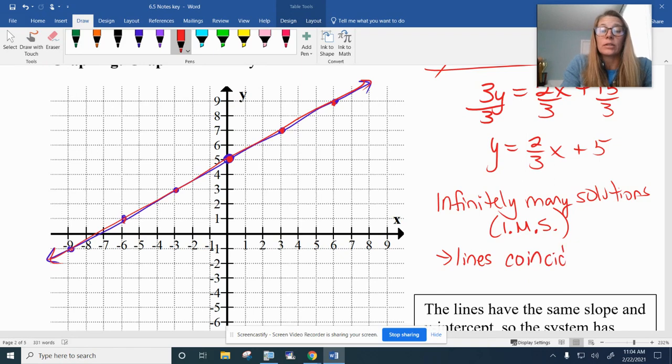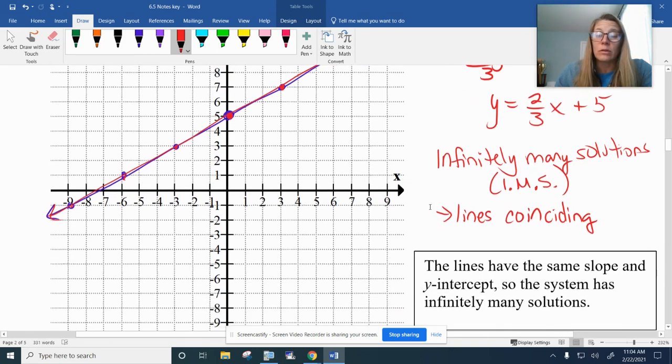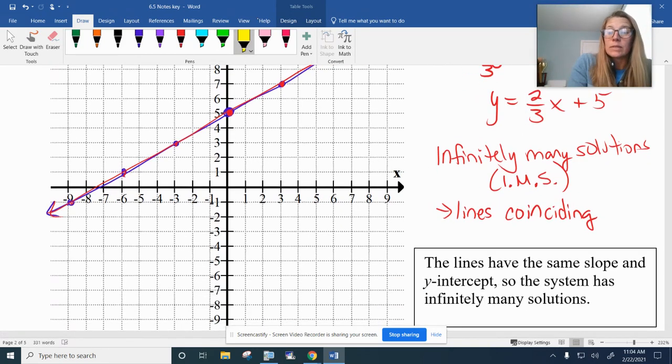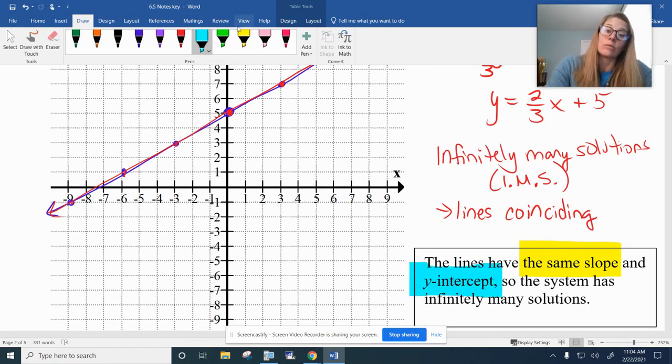And coinciding just means that they're basically the same. They're on top of each other. They're sharing all the same points. So here, the lines that have the same slope and the same y-intercept, the solution will have infinitely many solutions. So you can see the difference there.